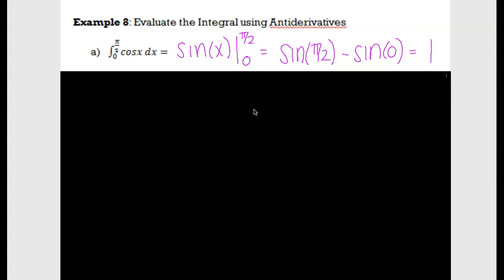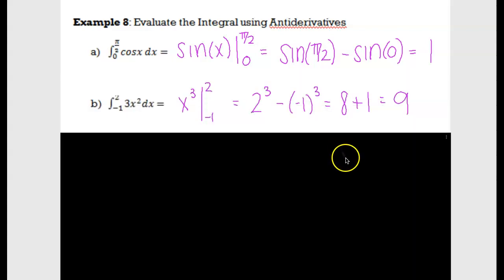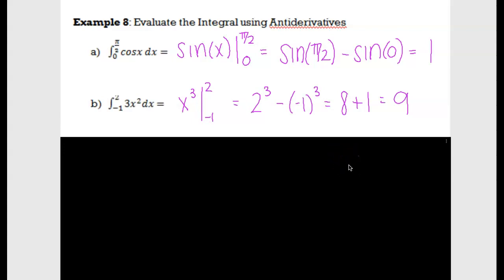That 3 out in front is super nice in my next problem because add 1, you get x cubed. Divide by 3. Divide 3s. So antiderivative of 3x squared is x cubed. Plug in your 2 and -1. Be really careful though, because that -1 cubed stays negative. And then you have that negative in front, so it becomes positive. So we end up with 8 plus 1, or 9.